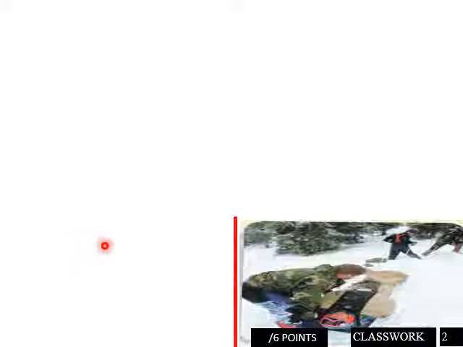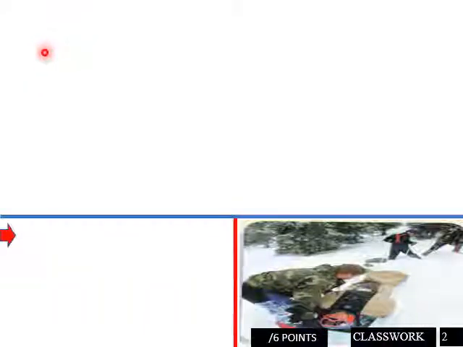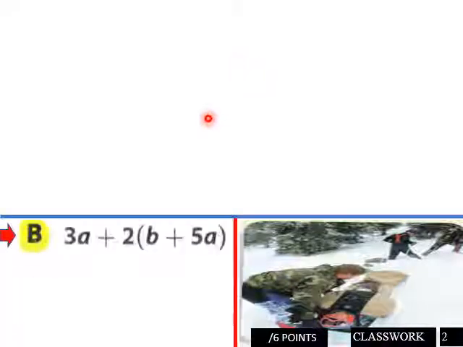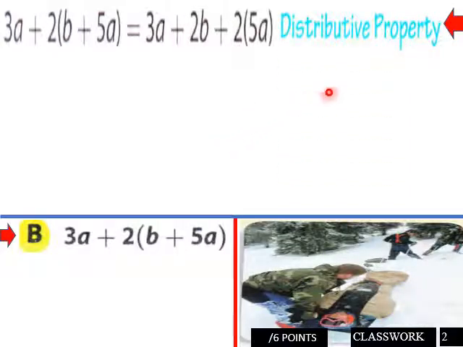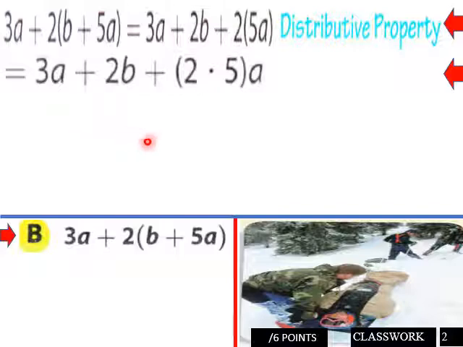Okay, so now part b, 3a plus 2 times the quantity b plus 5a. What would be an equivalent expression of that? It would be 3a plus 2b plus 2 times 5a. Using the distributive property of multiplication, we distribute our 2 to b and then to 5a. So 2 times 5 would be what? 10a, right? So 3a plus 2b plus 10a.